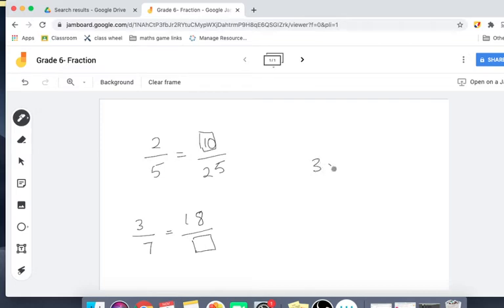Okay, 3 में what will we multiply so that we can get 18? We know that 3 into 6 is 18. So if we are multiplying by 6 in the numerator, in the denominator also we have to multiply by 6. When we multiply 7 by 6 in the denominator, what do we get in this block? 6 sevens are 42. So the denominator's value would be 42. Okay, I hope you have got this concept. Let's try some more questions.